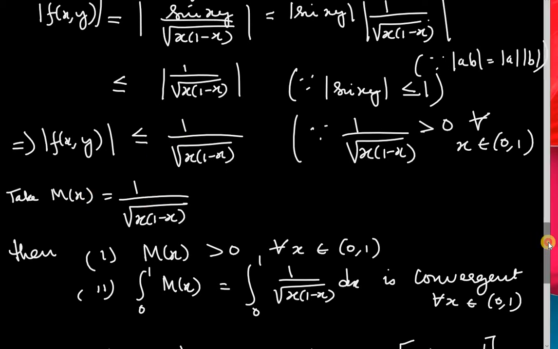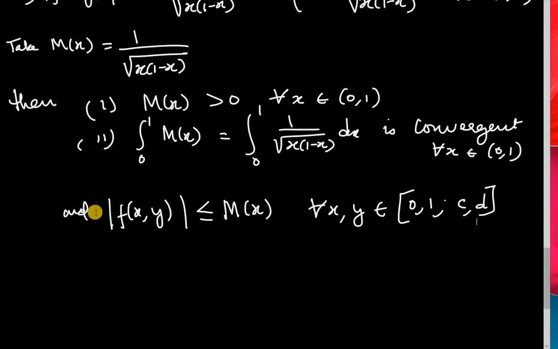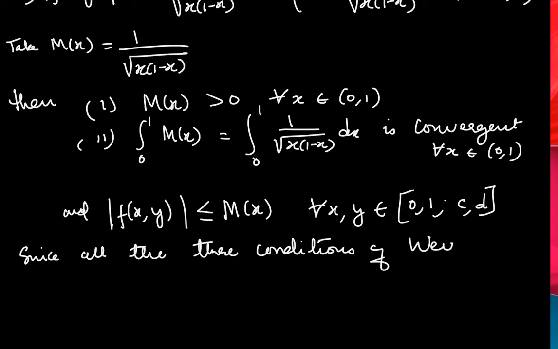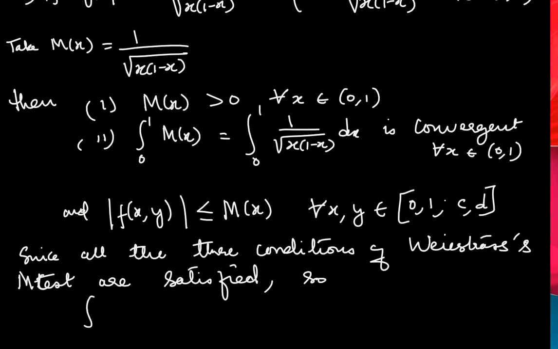Since all three conditions of the Weierstrass M-test are satisfied, we can conclude that the given improper integral is uniformly convergent. So here again you can write the same conclusion: since all three conditions of the Weierstrass M-test are satisfied, we conclude that the integral from 0 to 1 of sine of xy divided by square root of x into (1 minus x) dx is uniformly convergent.